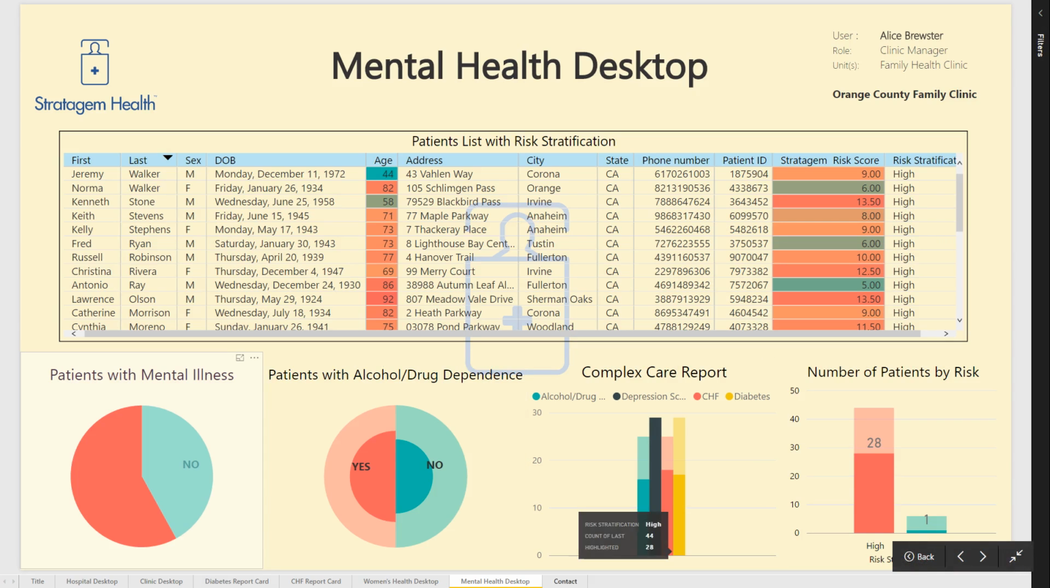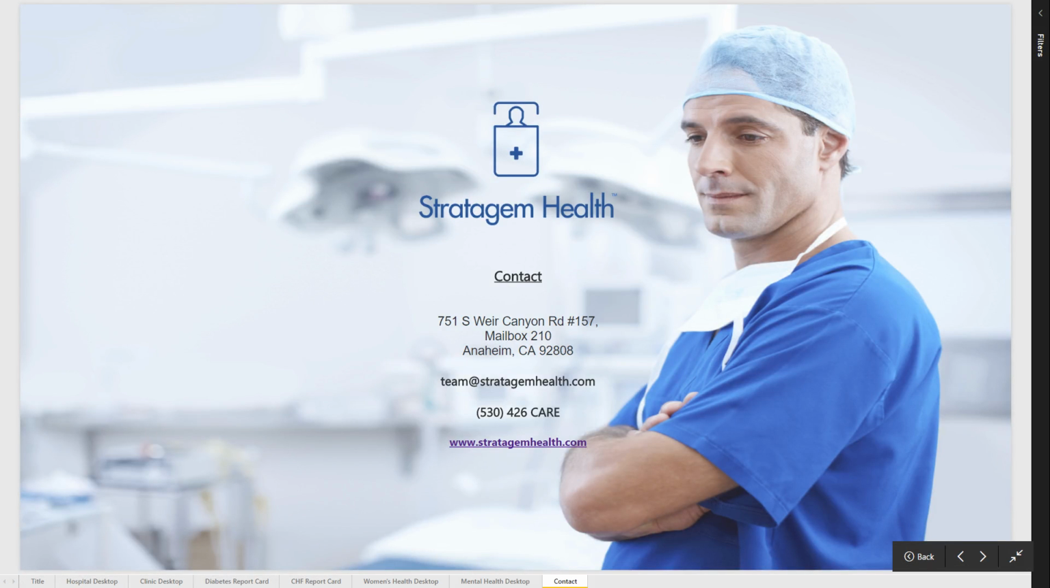So the tool itself, the Stratagem Population Health Navigator, helps hospital systems, clinics, and health plans look at patients across their continuum of care, assign a risk score, and then helps them focus on those patients that are at high risk for bad outcomes, so that they can prevent some of those outcomes and improve the health of the population. For the dashboarding and reporting, it uses the nimble Microsoft Power BI toolset.